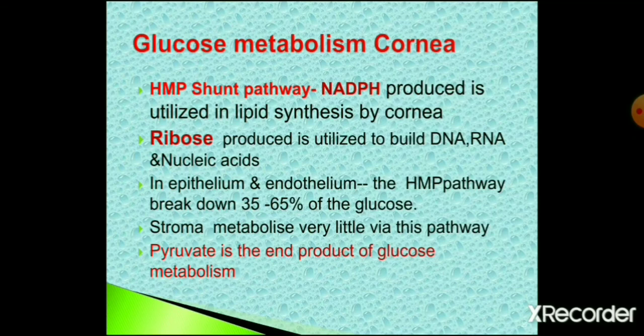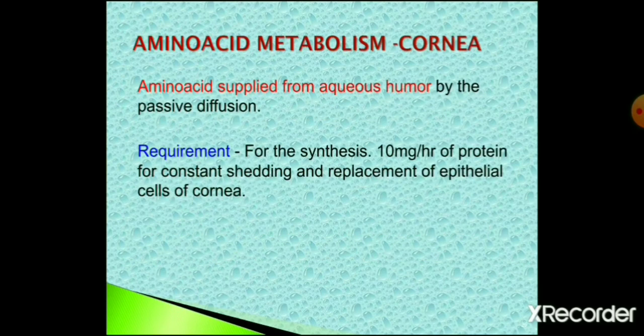In the stroma, very little is metabolized via this pathway. Pyruvate is the end product of glucose metabolism in the stroma. Very little glucose metabolism occurs through the HMP shunt pathway, and pyruvate is the end product of glucose metabolism in the stroma. Now the amino acid metabolism in the cornea.